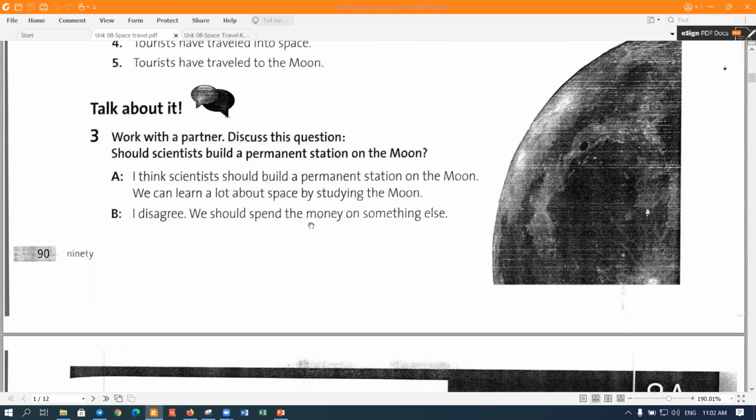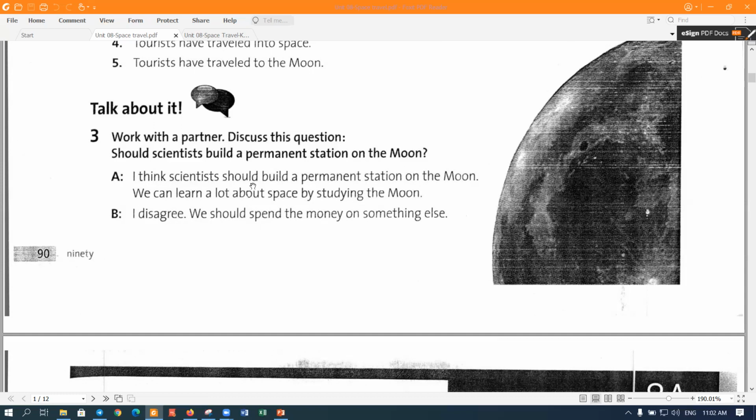Now exercise 3, talk about it. This is speaking exercise, everyone. Work with a partner, discuss this question. Should scientists build a permanent station on the moon? And then you can make a conversation by this sample.